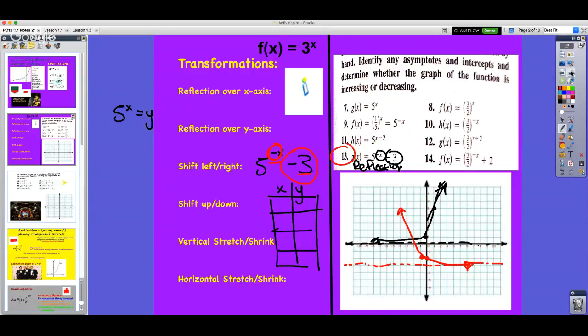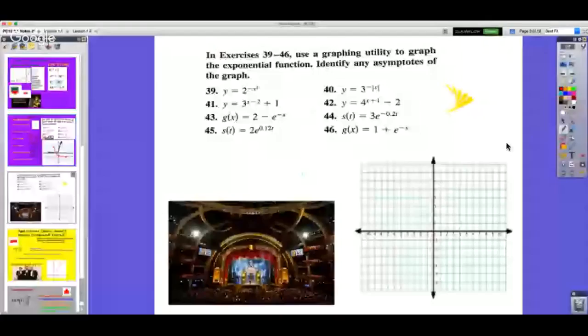Do this. Get your calculator out. I want to get this on the board real quick and then go from there. This one says use a graphing calculator to graph the exponential function. All right, what we'll do is 3 to the negative absolute value of x. We'll do that one. Okay. Do this really quick.